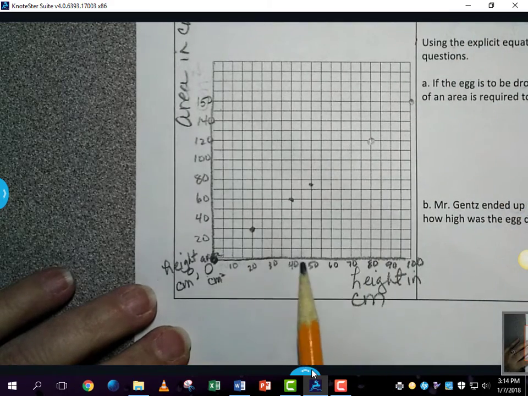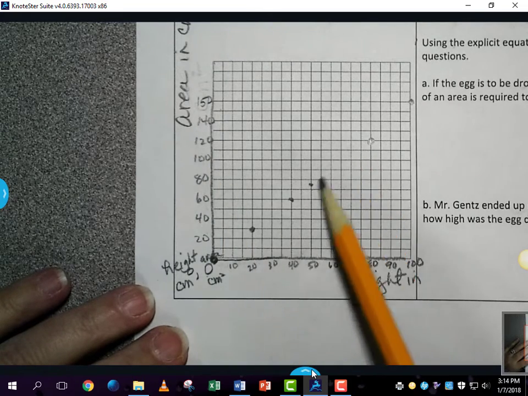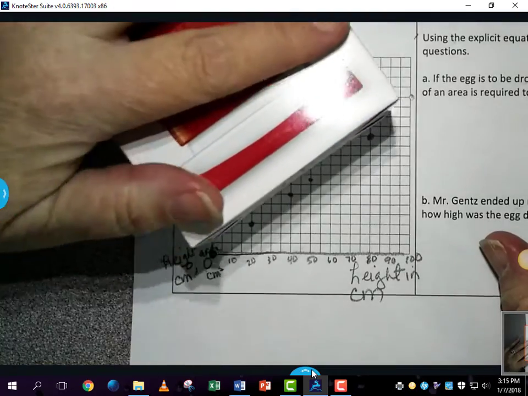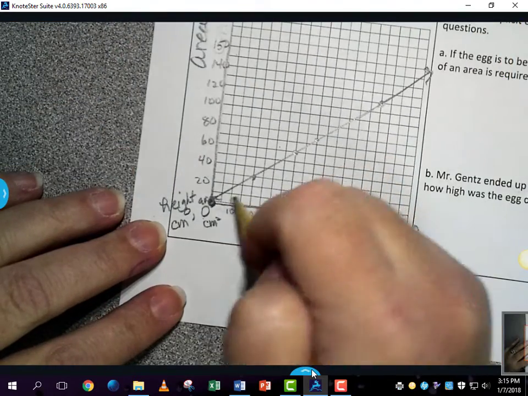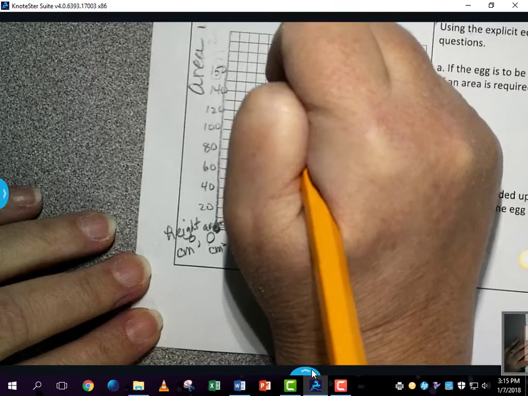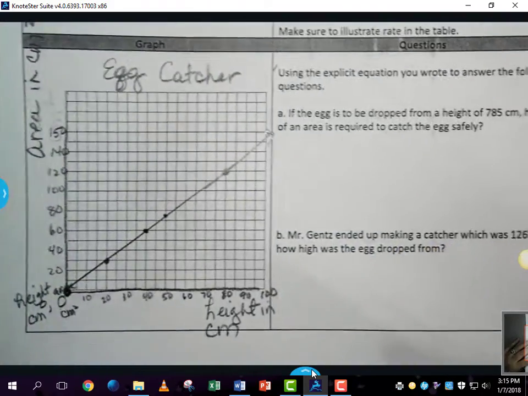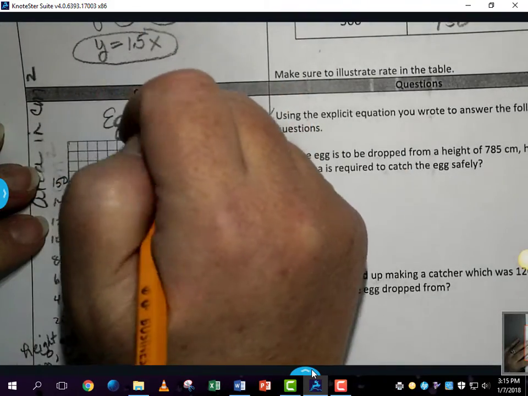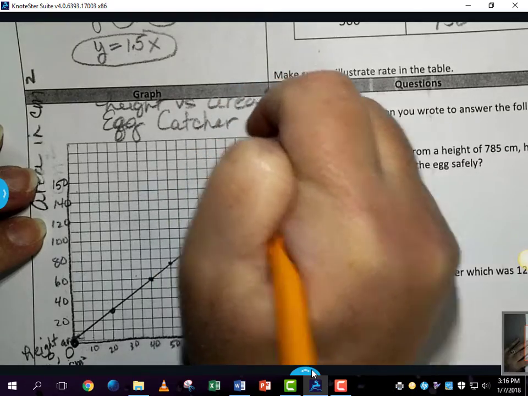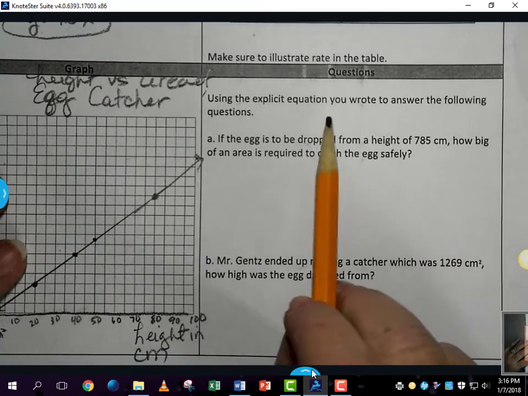Now, if you don't have the same numbers as me, that's okay, right? As long as what you have in there represents a change of 1.5 centimeters squared per centimeter. Okay, all right, and then the graph, I'm just going to call this egg catcher, or you could call it height versus area of egg catcher.